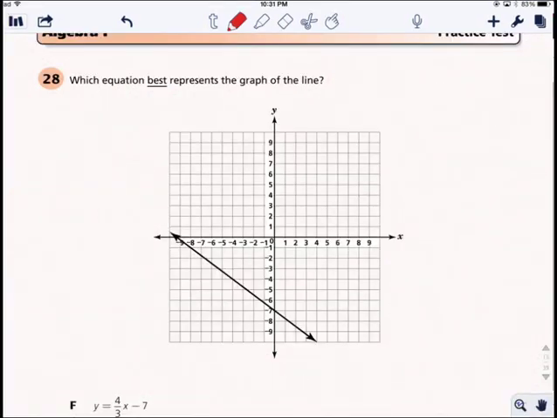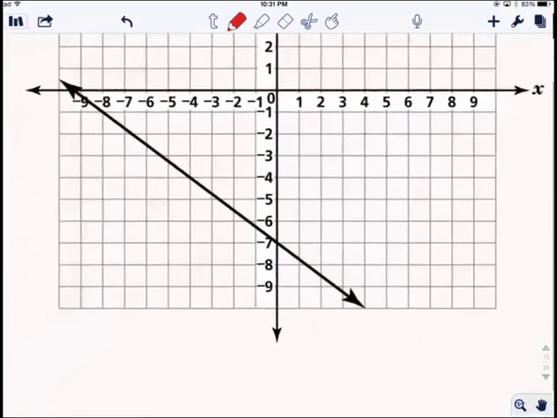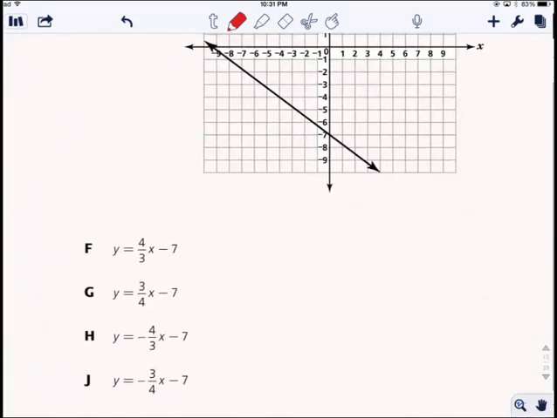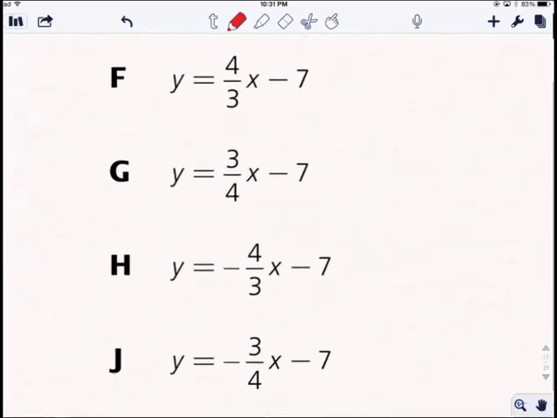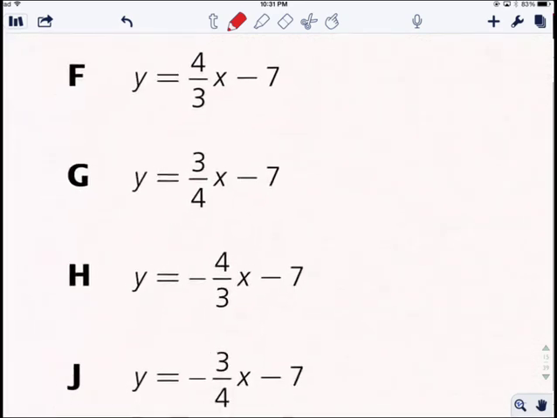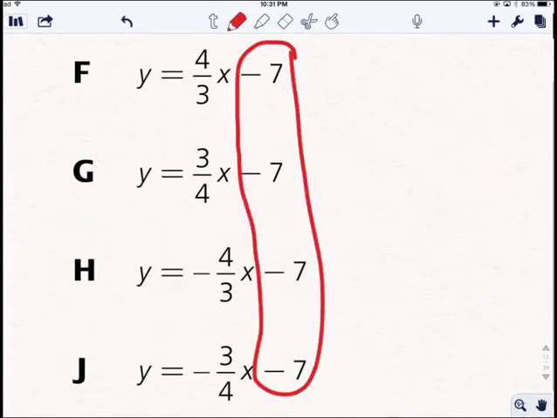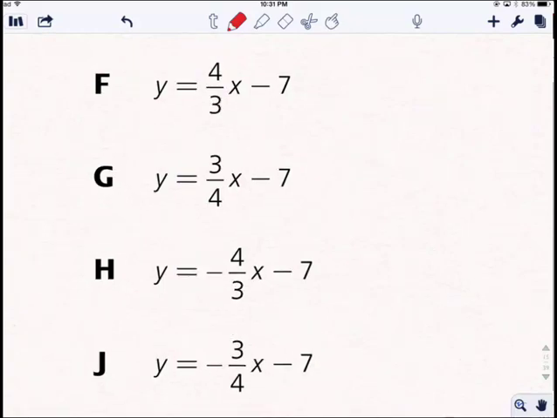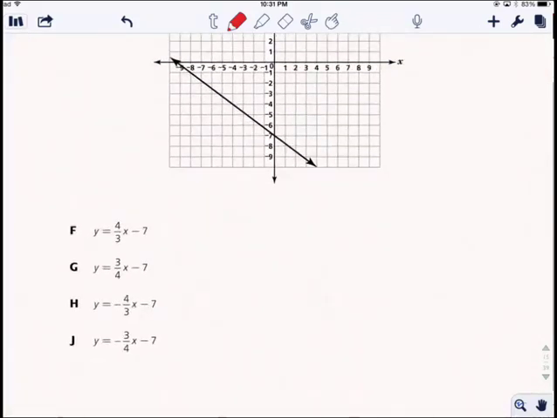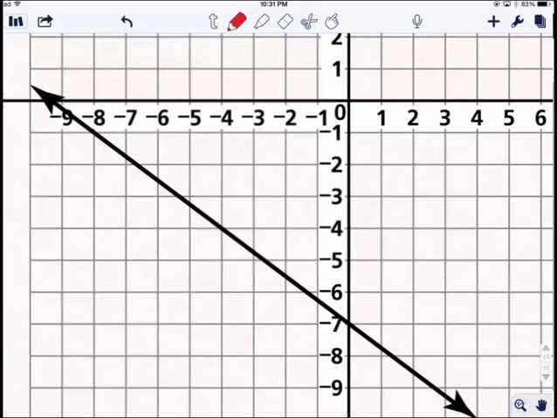Number 28. Now we want to determine the equation of a line given its graph. Now if we look at all of the answer choices, what do you notice about all of the answer choices? They are all in slope-intercept form. Fantastic. Something else you'll notice is that all of the y-intercepts are negative 7. So that is not a possible way to differentiate among the answer choices. So let's try to write the equation of this line. So first thing we see, the y-intercept is indeed negative 7.